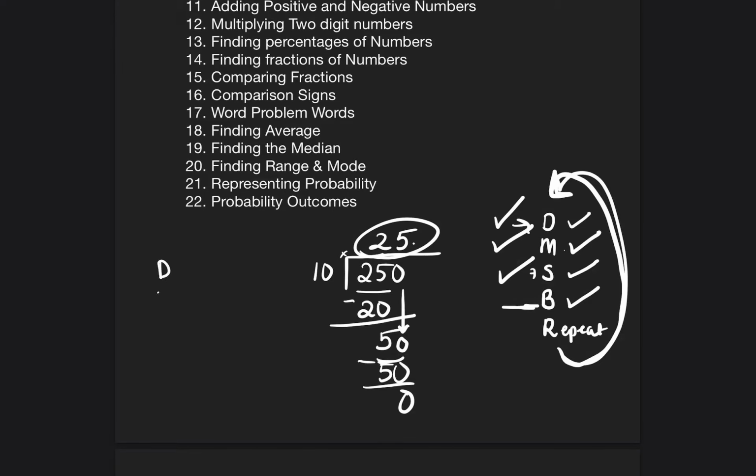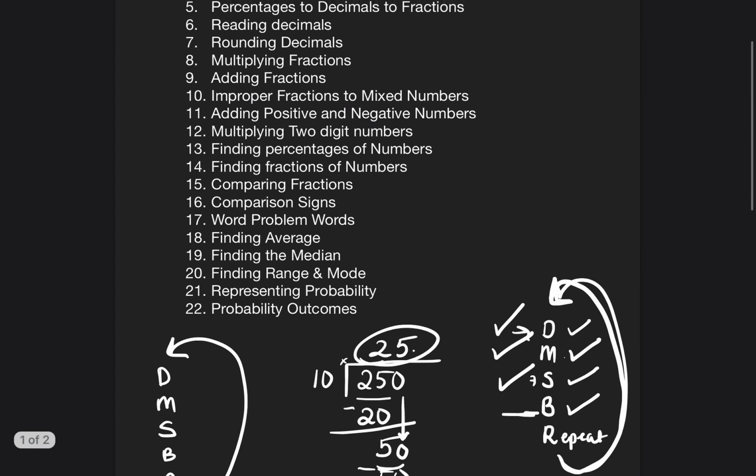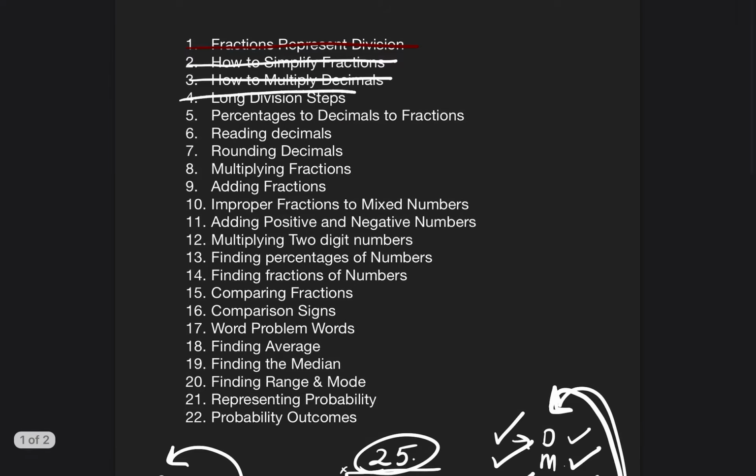So the steps are divide, multiply, subtract, bring down, repeat. You continue to repeat as many times as necessary until you get your answer. So that is how you complete long division if it's been a long time for you.